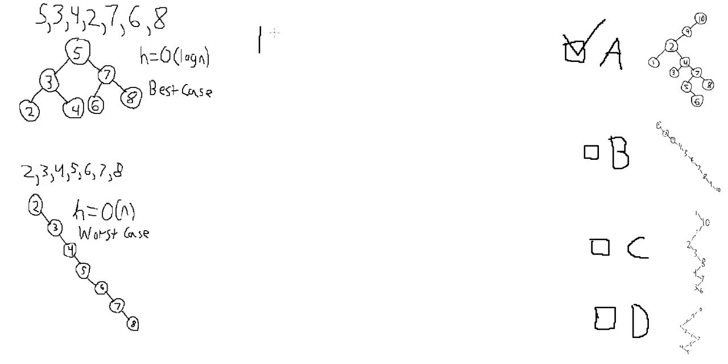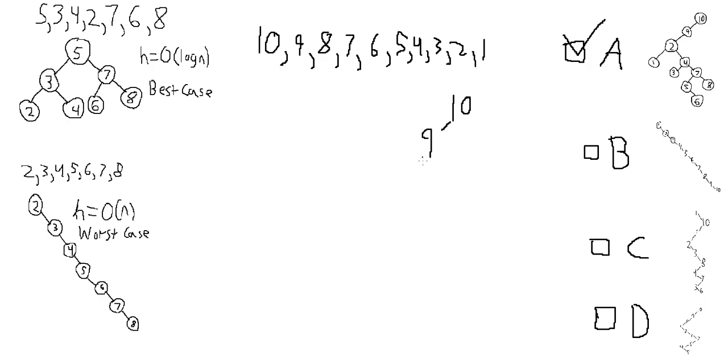So our last answer, E, 10, 9, 8, 7, 6, 5, 4, 3, 2, 1. Your intuition may tell you this is the exact same scenario as B, just backwards, and you'd be totally right. We have a situation where each of these numbers is going to be 1 less than the previous one. And so we are going to end up with a linked list where each one is to the left subtree of the previous one. And once again, this is a worst case scenario. This is E.